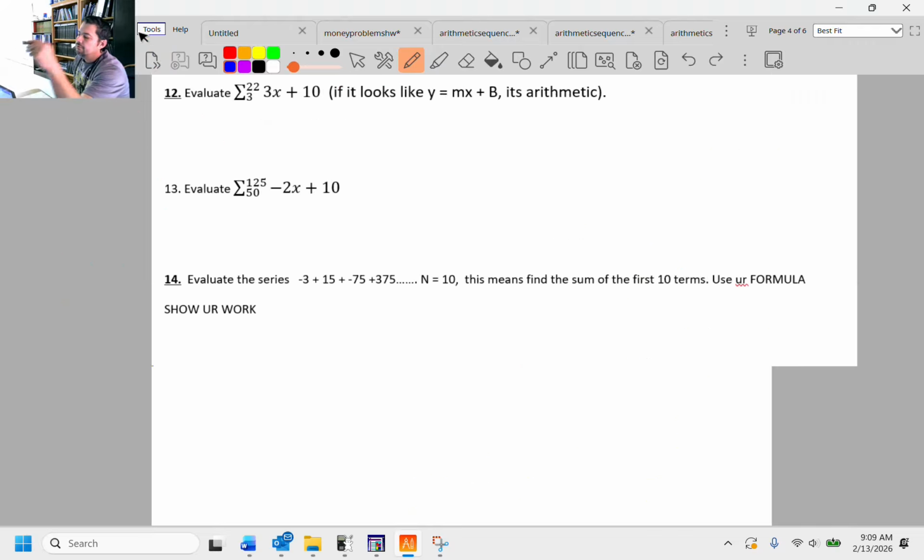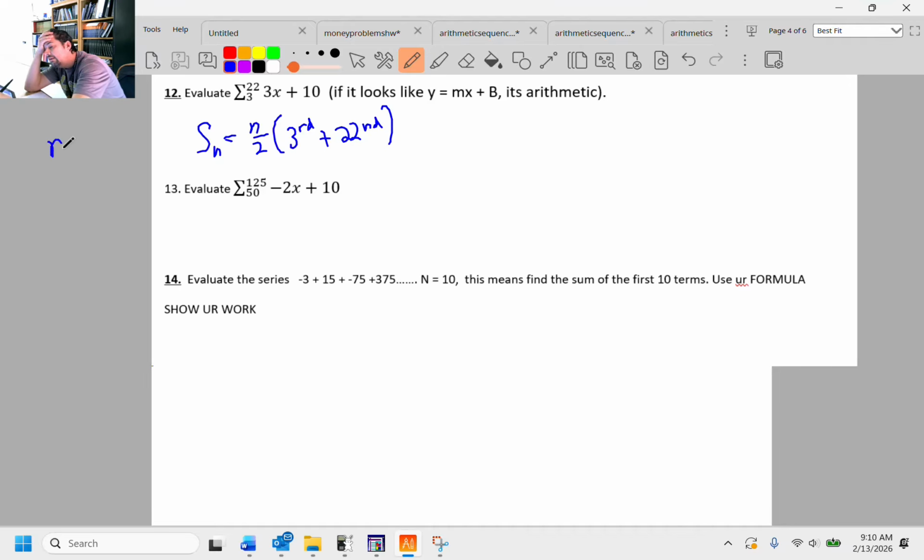All right, moving forward, we have an evaluation. Evaluate the sum of the 3rd through 22nd term of the sequence generated by 3x plus 10. And it says if it looks like y equals mx plus b, it's arithmetic. Because it's arithmetic, you have to use the arithmetic summation formula. So it's not the one that I taught in class today. It's the one I taught Thursday the 12th. The sum of n terms is n over 2 times the first, in this case the 3rd term, plus the 22nd term.